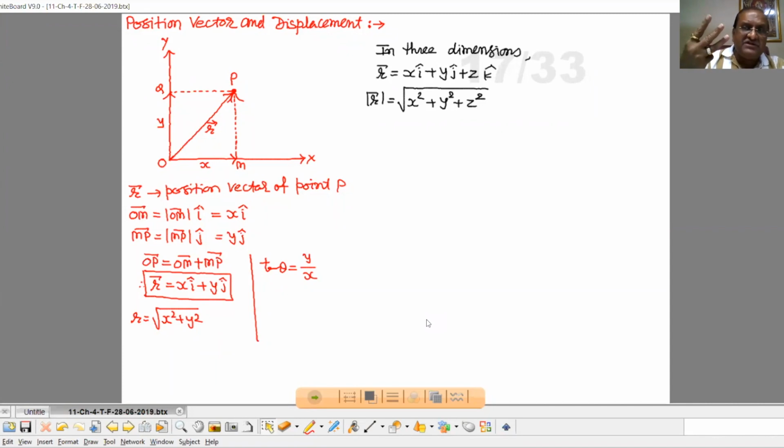In 3 dimensions, we can write the position vector r as x i caret plus y j caret plus z k caret, and its magnitude is the square root of x square plus y square plus z square. So in this way, one can represent the position vector in component form.